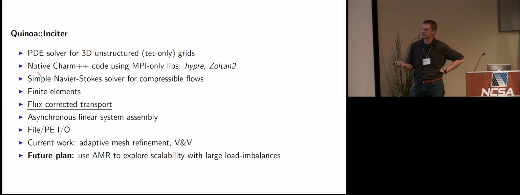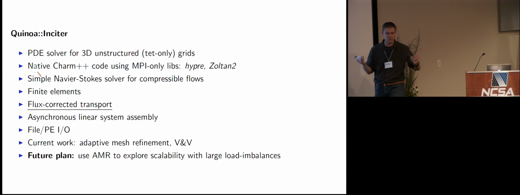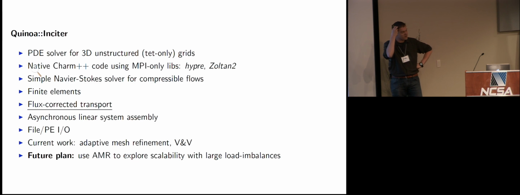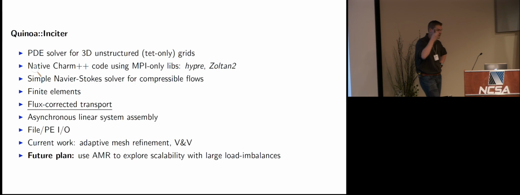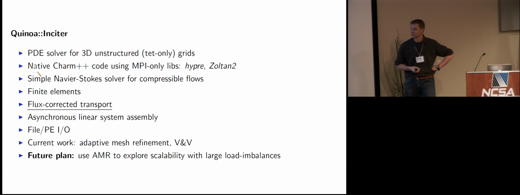So we have asynchronous linear system assembly, and for now file per rank I/O, which is okay, but doesn't go to very large core counts, of course. So we're working on that. So right now we're working on putting in adaptive mesh refinement, and we're going to use that as a vehicle to explore how we can keep and improve the scalability into large number of cores and large problems.